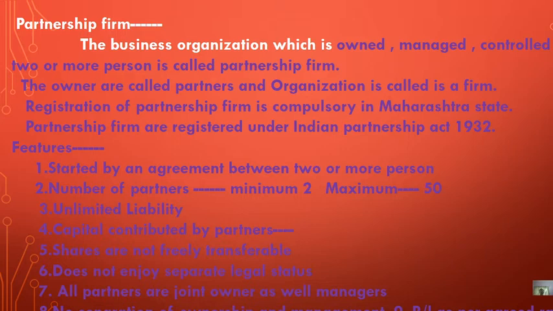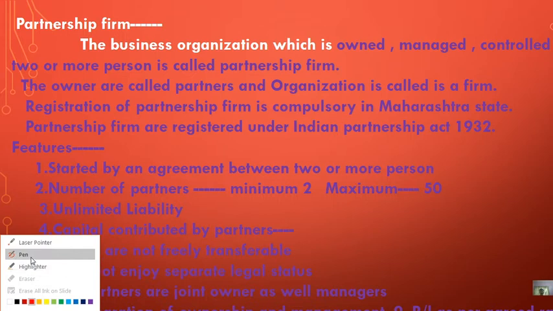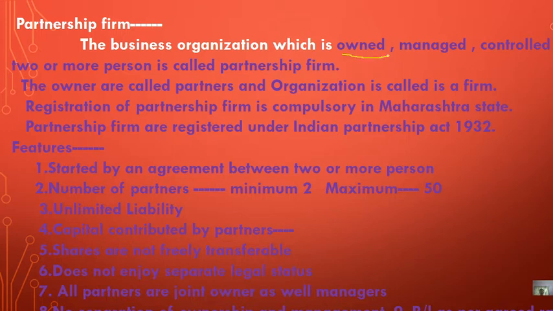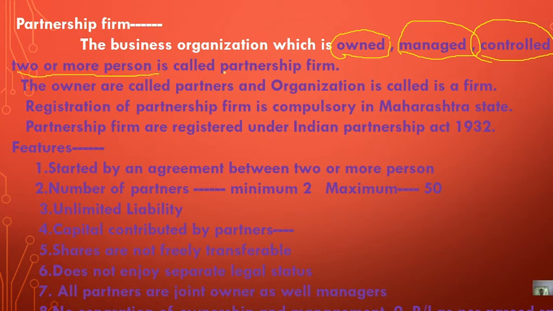The business which is owned, managed and controlled by two or more than two persons is called a partnership firm. The owners of a partnership firm are called partners, and the institution or organization is known as a partnership firm.